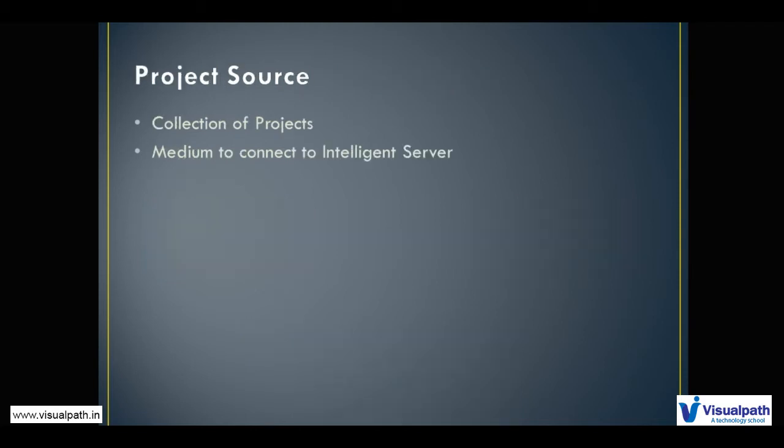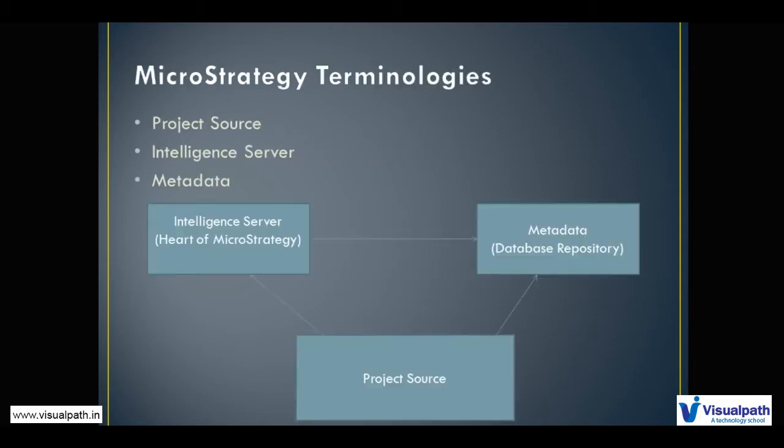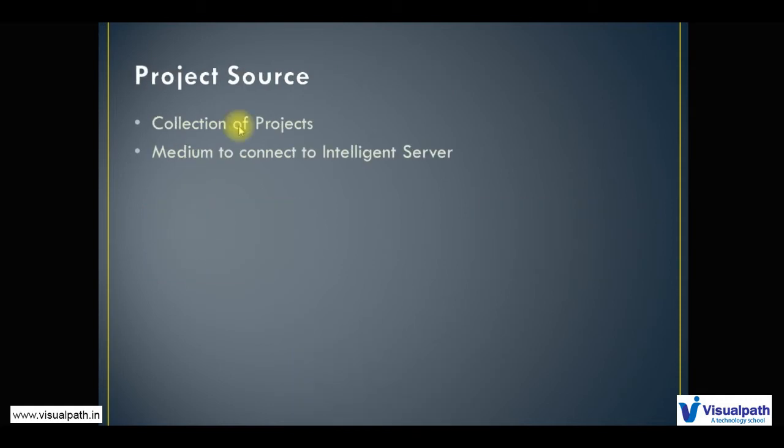First is project source. Very simple: project source is nothing but a collection of projects in MicroStrategy. Second, it's a medium to connect to the intelligence server. That's what we saw in this slide: the project source is connecting to the intelligence server. So in MicroStrategy, the project source is nothing but a medium to connect to that intelligence server. Now let's see how the project source appears in MicroStrategy.